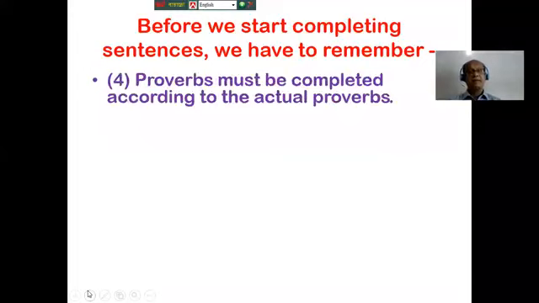Proverbs must be completed according to the actual proverbs. Sometimes some of you, finding no other way, try to create your own proverb. A proverb cannot be accepted in any way except its true version. Because proverbs are wise words, I've already told you in the last class, which have centuries or thousands of years of history, truth and validity. So we cannot change the proverb.